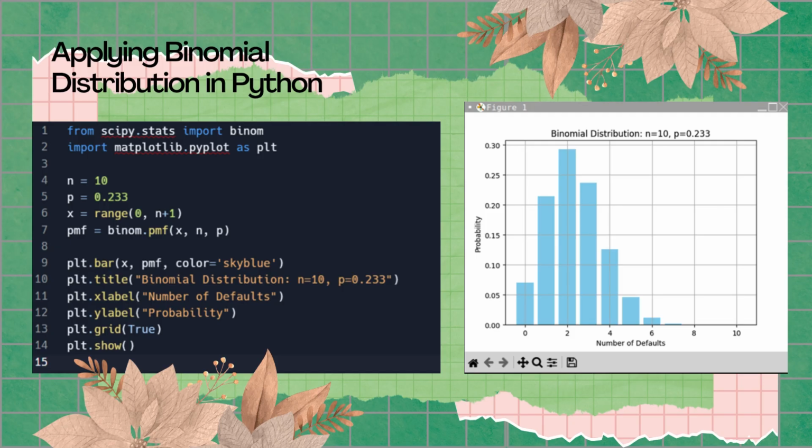Applying binomial distribution in Python. Let's look at how we apply the binomial distribution using Python. In this example, we assume there are 10 loans, and the probability of default is 0.233, based on past data. We use the SciPy stats library to calculate the probability mass function, or PMF, for each possible number of defaults from 0 to 10. The bar chart on the right shows the probability of each outcome. For example, it's most likely that 2 or 3 people will default. This kind of analysis helps banks estimate and manage their loan risks more accurately.